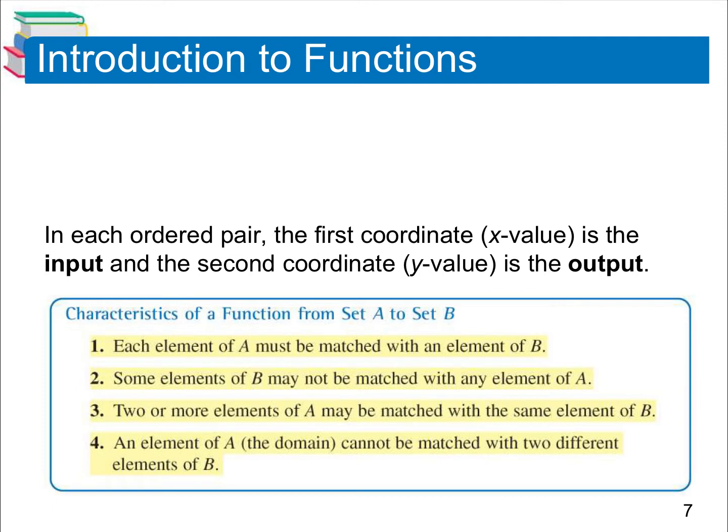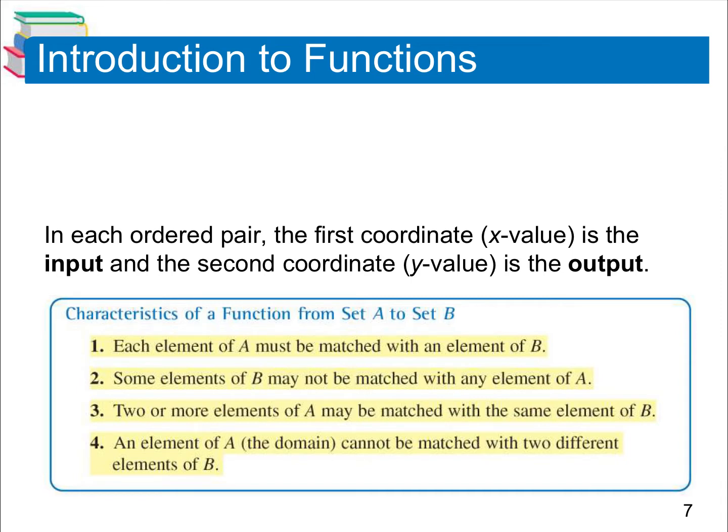Again, this page just tells you input, output. Your input is your x values, your output are your y values. It gives you different characteristics for your functions. It tells you that each element of A must be matched with an element of B. A is your input, B is your output. A is your x, B is your y. So each x must be matched with an element or a y. It tells you that some elements of B may not be matched with any element of A. So some y's may not be matched with any x's.